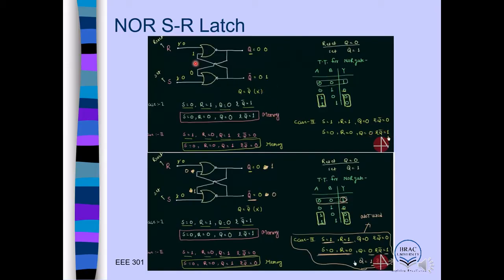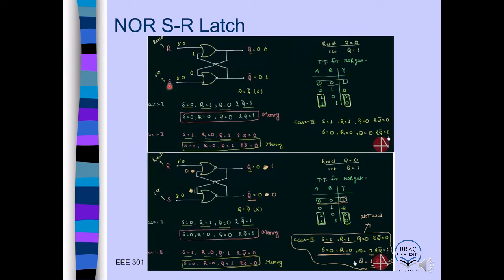And this one goes here, right? So this 1 and 0, 0 1 becomes 0. So your Q becomes 0. So now for S equals 0, R equals 0, Q becomes 0, Q prime becomes 1.